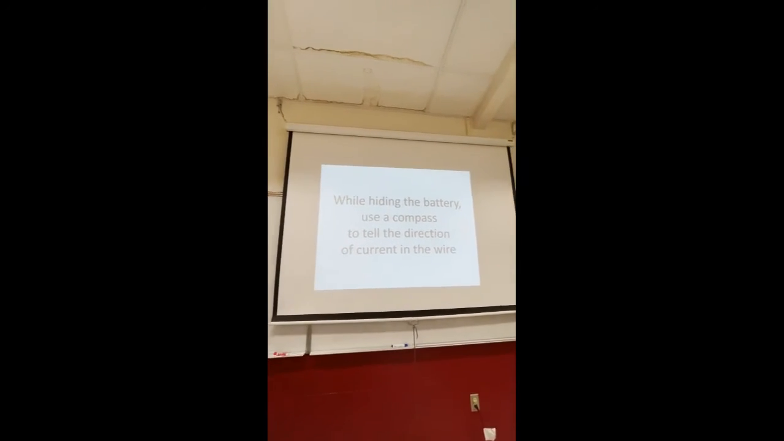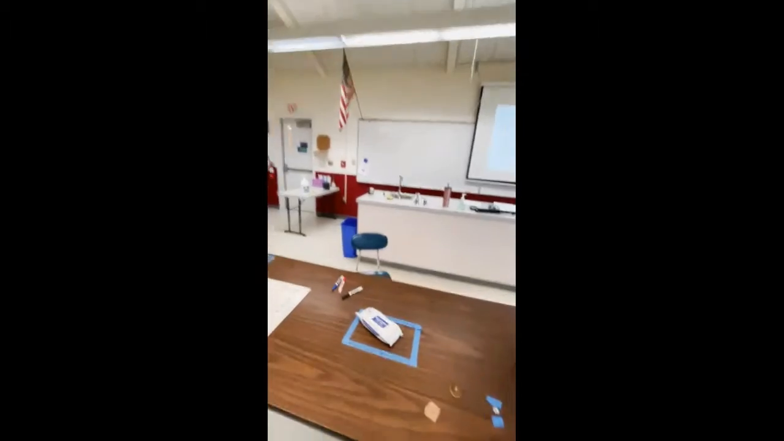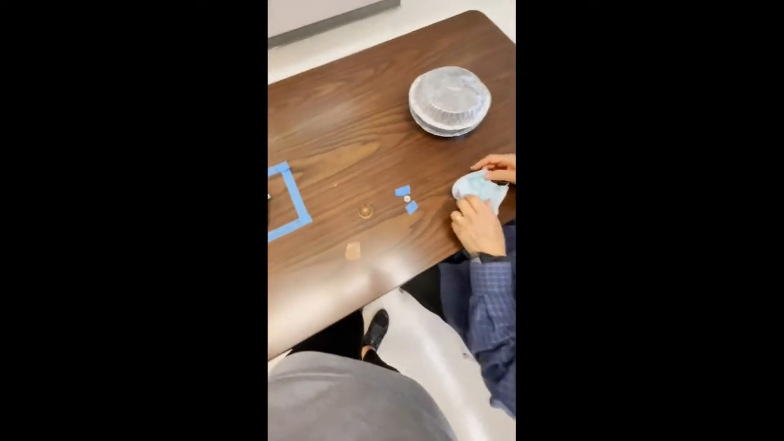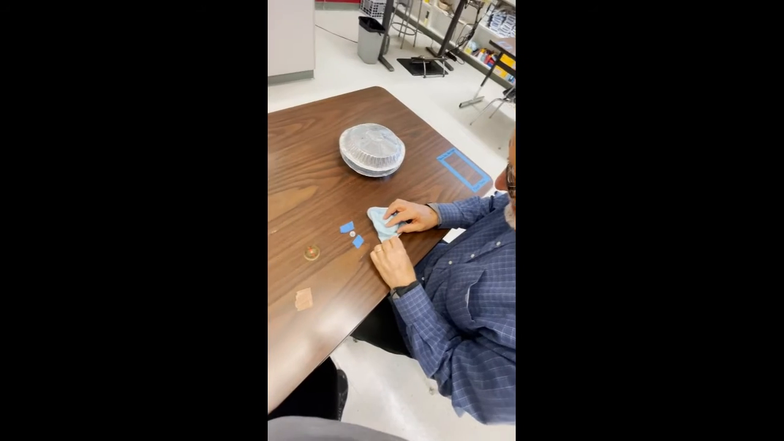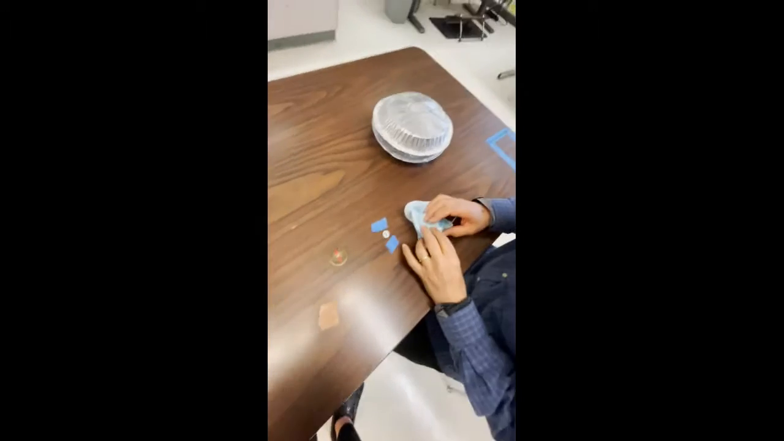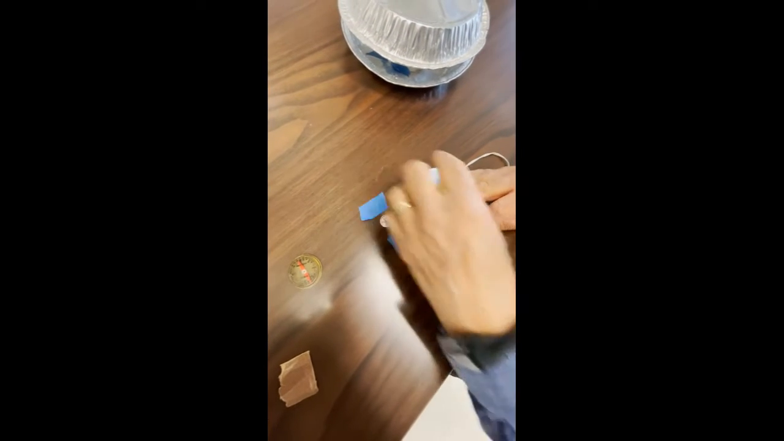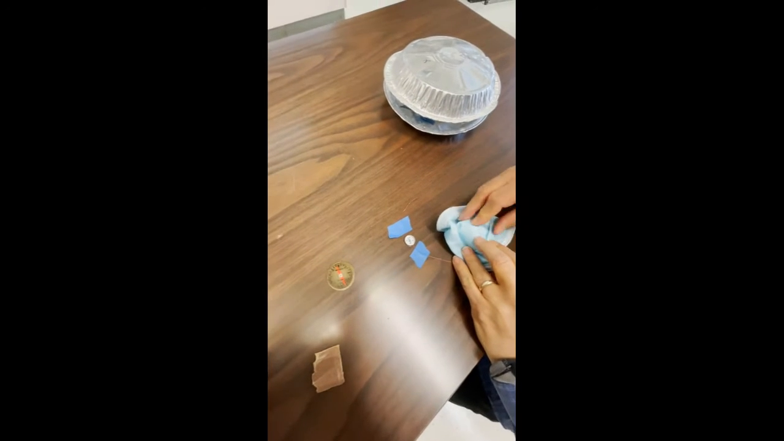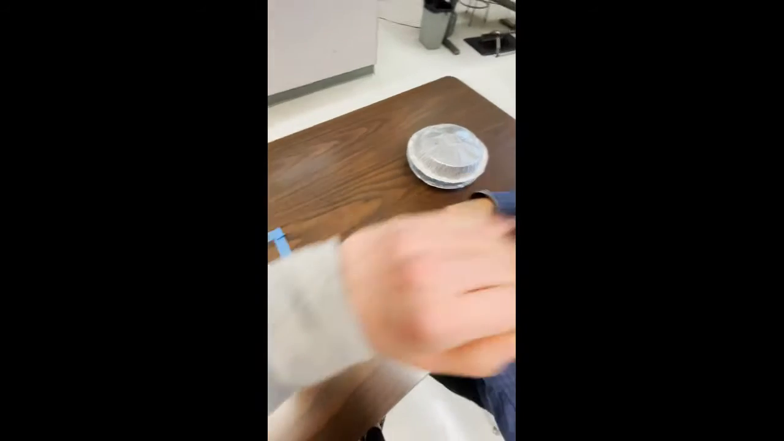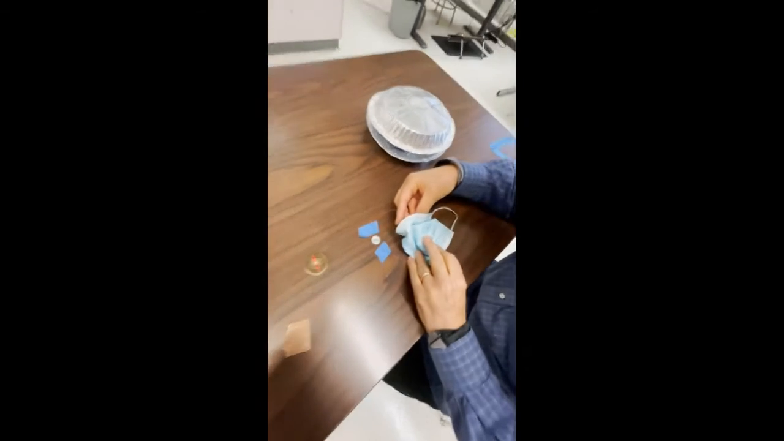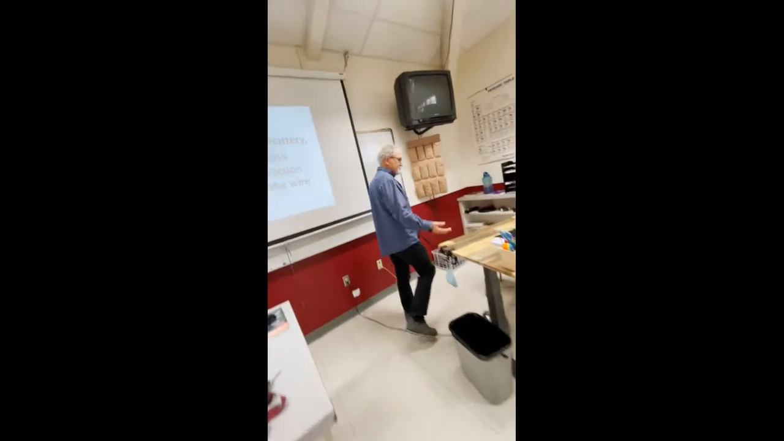Hiding the battery. Use a compass. I've got the battery here, and the wire is underneath. Don't look. We use a compass to tell the direction of current in the wire. Okay, so it's that way, so the current must be going this way. Correct. Now, when I say current, I mean conventional current. Well, current and electron, so we'll use electron flow or current.